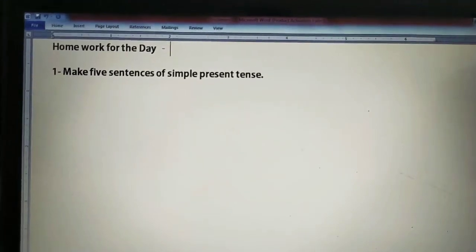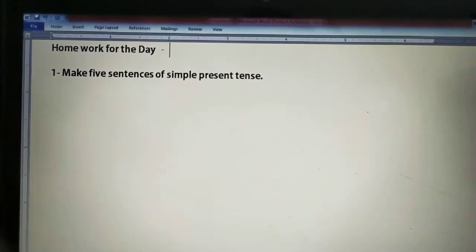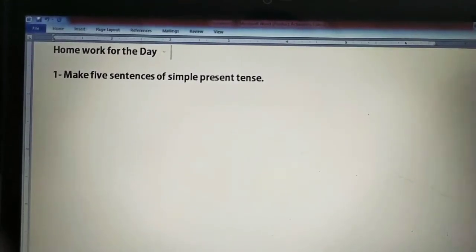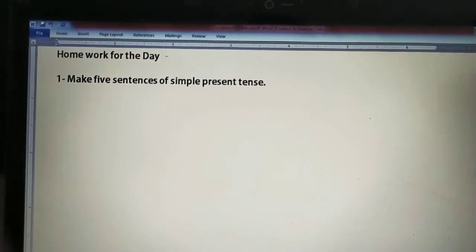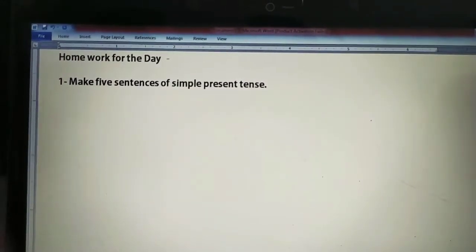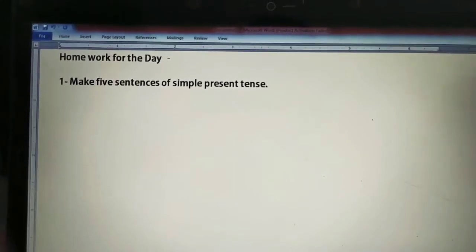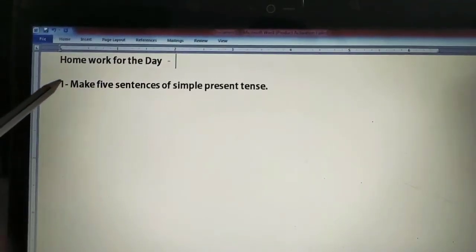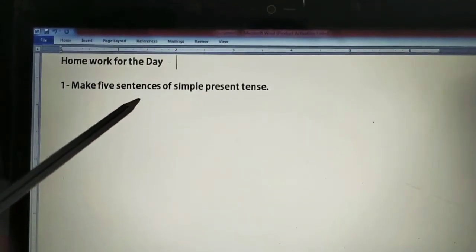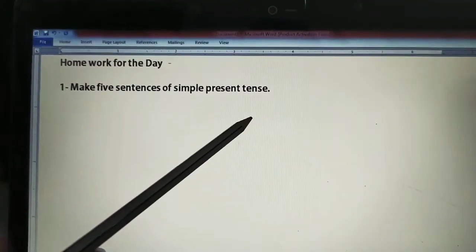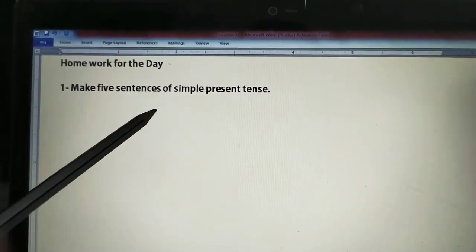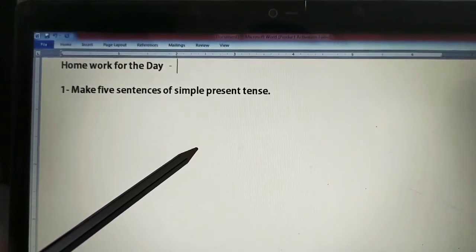So students, today I have explained to you about simple present tense. In the next session, I will explain to you about present continuous tense sentences. This is your homework for the day. You have to make 5 sentences of simple present tense. You can make interrogative as well as negative sentences also.